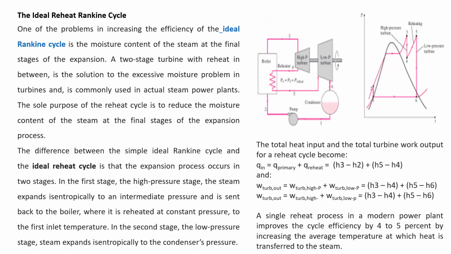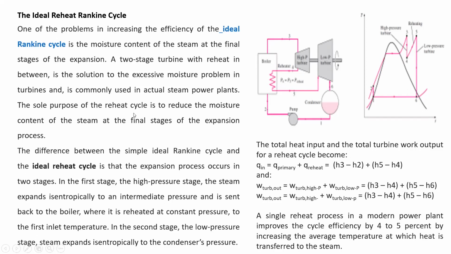To improve this, there are various measures being taken and various modifications being done in the Rankine cycle so as to improve the efficiency of the cycle or thermal power plant. A two-stage turbine. Earlier we saw only one stage. Here we'll see a two-stage turbine with reheat in between, which is the solution to the excessive moisture problem in the turbine and is commonly used in actual steam power plants.